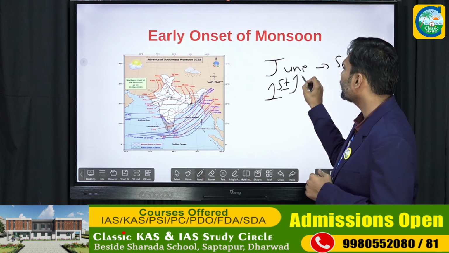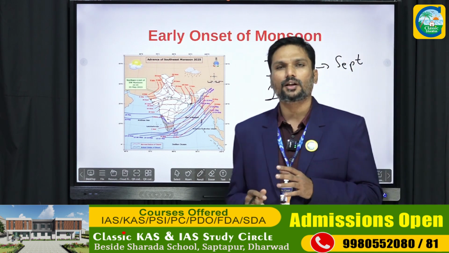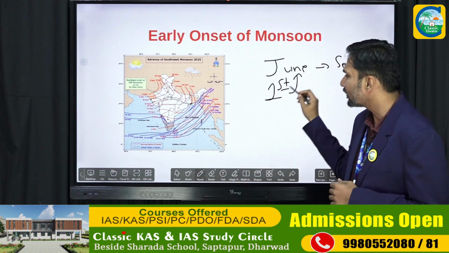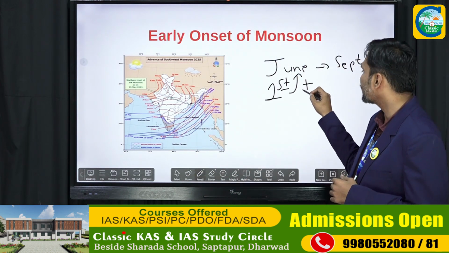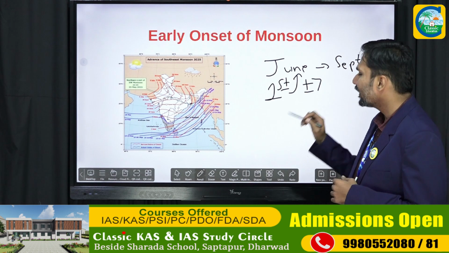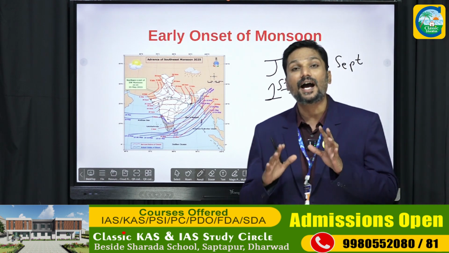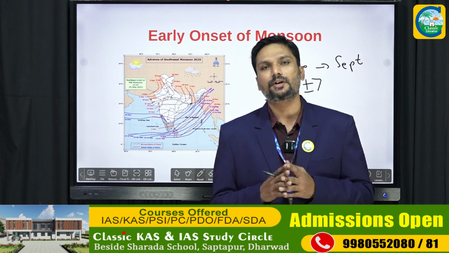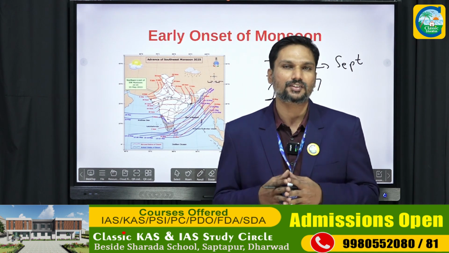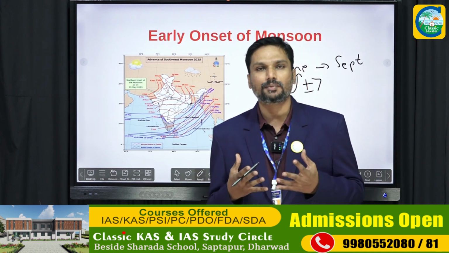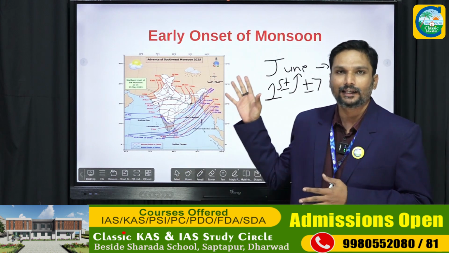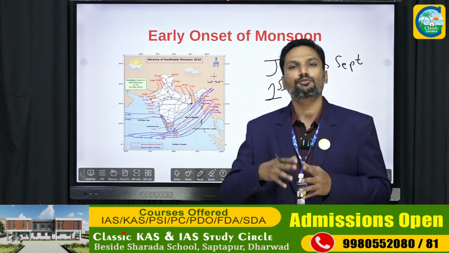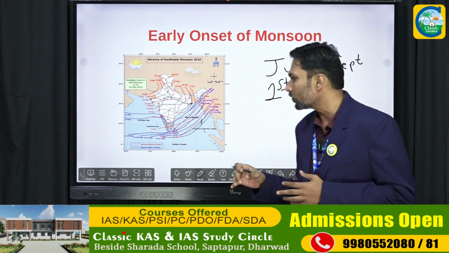1st of June is the onset of monsoon, plus or minus 7 days. It can be early by 7 days or late by 7 days. That is what the IMD says, the Indian Meteorological Department. It is an organization which has been given the task of looking at the monsoons and forecasting it.